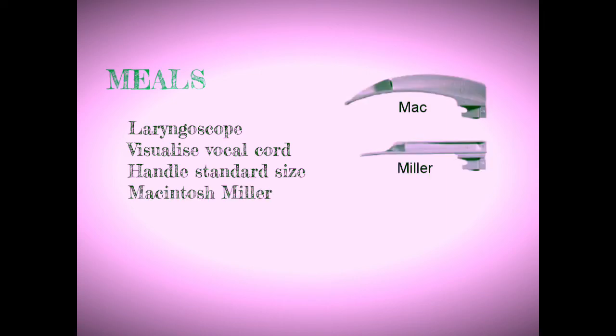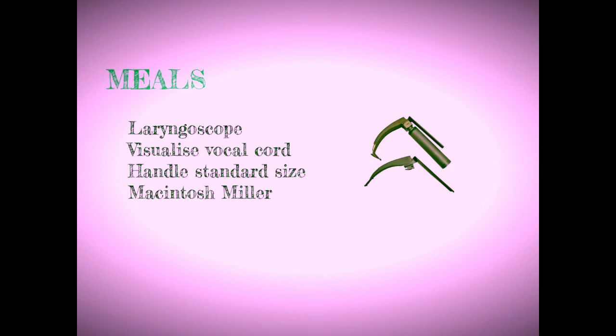Macintosh blade attaches to handle at 90 degrees, while Miller and Wisconsin blades are straight blades with curved tips. The others like McCoy, it is a Macintosh-like blade with movable distal tip, and McGrath, straight blade with U-shaped cross-section.